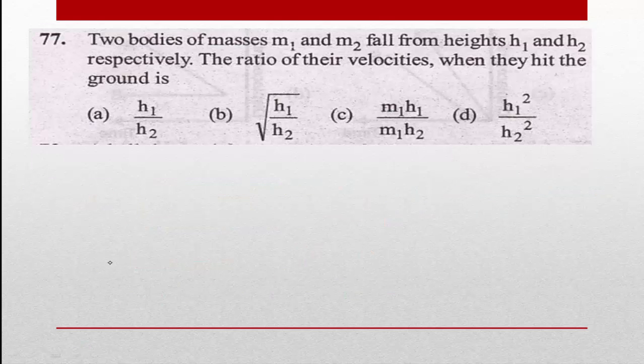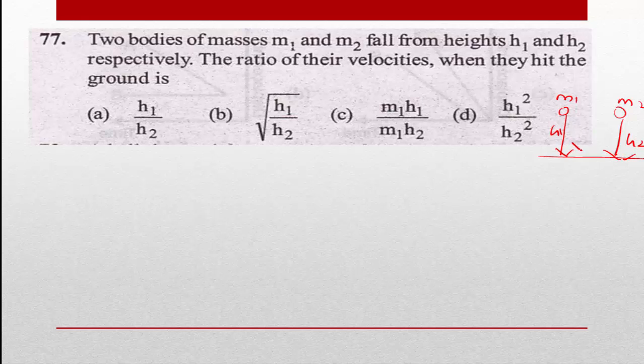Okay, and the next question is: two bodies of masses M1 and M2 fall from the same height. Consider these are the two bodies. This is the body M1 and this is the body M2. These two bodies of masses M1 and M2 fall from the heights H1 and H2 respectively. The ratio of their velocities when they hit the ground.